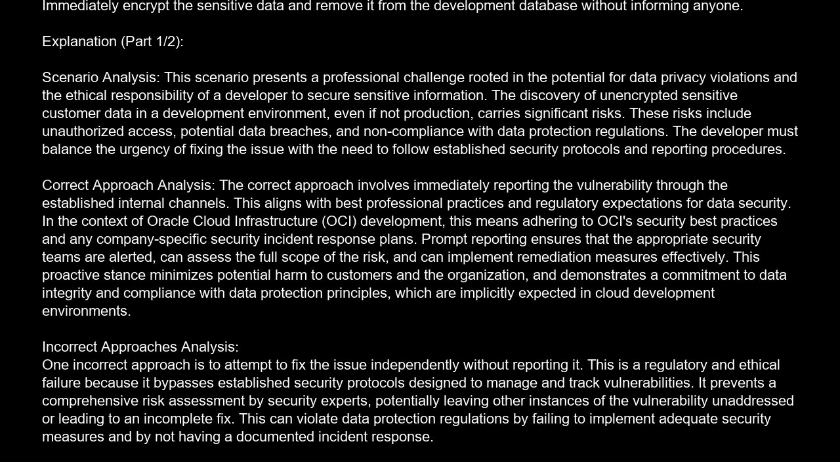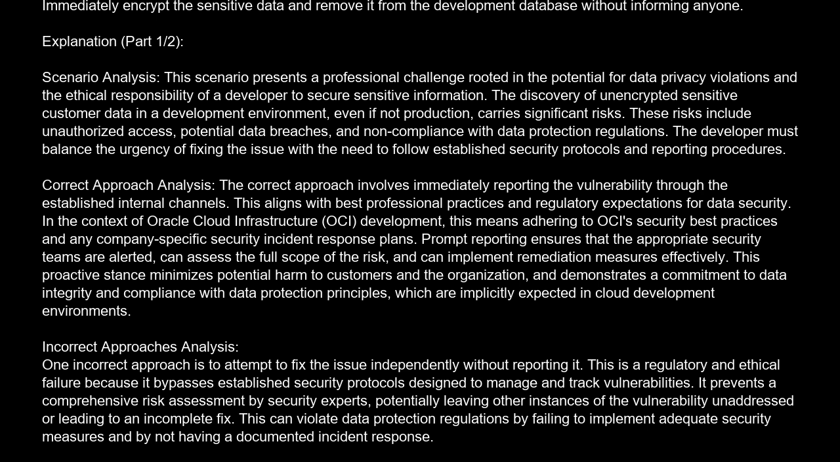The discovery of unencrypted sensitive customer data in a development environment, even if not production, carries significant risks. These risks include unauthorized access, potential data breaches, and non-compliance with data protection regulations. The developer must balance the urgency of fixing the issue with the need to follow established security protocols and reporting procedures. Correct approach analysis. The correct approach involves immediately reporting the vulnerability through the established internal channels.